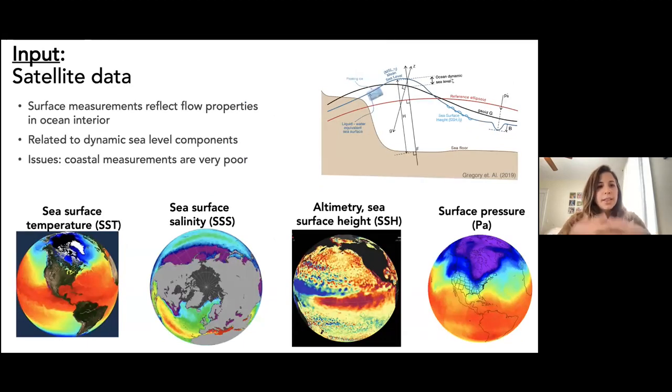One useful type of measurement that does not come from models can be found in satellite data. So we've got an abundance of satellite measurements from the surface of the ocean that are actually reflecting the flow properties from the ocean interior. So although we can't resolve all the processes that are necessary for sea level, we know how it is related from a more theoretically guided understanding of the problem. So like we mentioned, it's related to atmospheric forcing, density, and bathymetry.